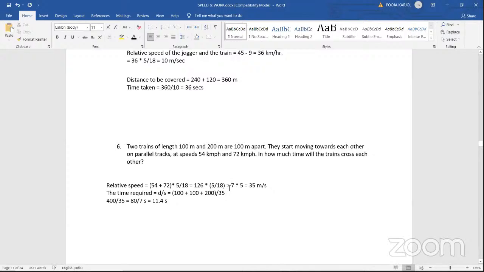So it is 7 into 5, 35 meters per second. The time required: the trains are 100 meters and 200 meters long, with 100 meters apart. So the total distance is 100 plus 200 plus 100, divided by 35. You get 11.4 seconds.